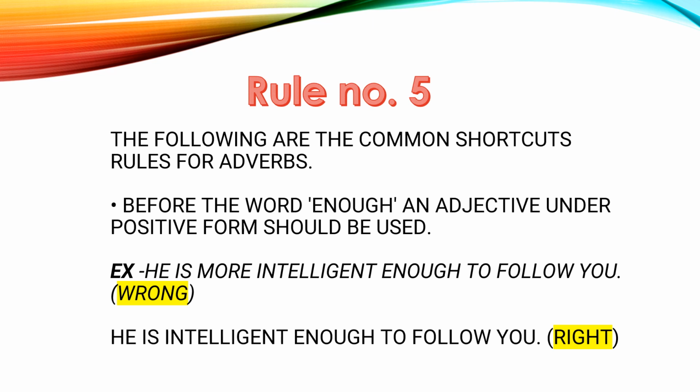So before the word enough, an adjective in the positive form should be used. For example, he is more intelligent enough to follow you, which is a wrong statement. He is intelligent enough to follow you. So there is no need of using more intelligent. It itself implies that he is intelligent when you mention the word enough. So yes, he is intelligent enough to follow you is the right statement.